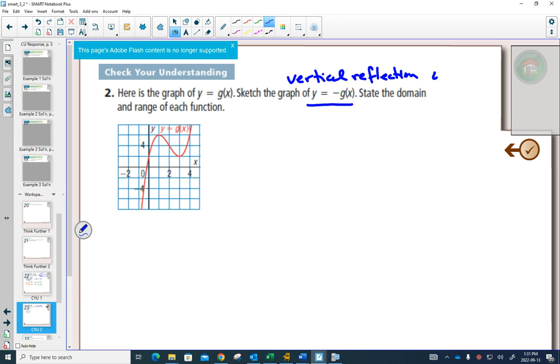That's going to go over the x-axis. That's telling us we're going to multiply the y values by -1 algebraically.